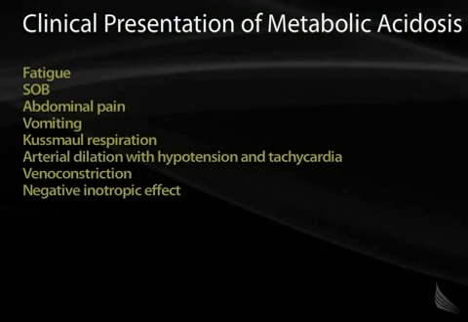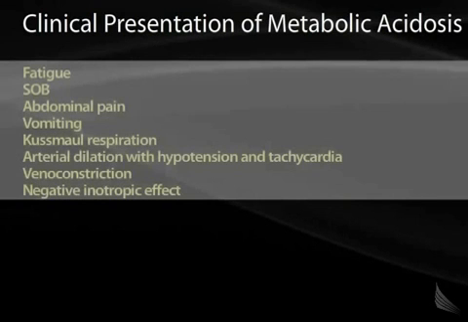The clinical presentation of metabolic acidosis is varied. It can be as nonspecific as fatigue or abdominal pain. It can also be as extreme as arterial dilatation with hypotension and tachycardia. Without measurement of a pH, however, it is not clear simply by clinical features if a metabolic acidosis is present. Therefore, arterial blood gas sampling is necessary anytime you suspect a metabolic or even respiratory acidosis.